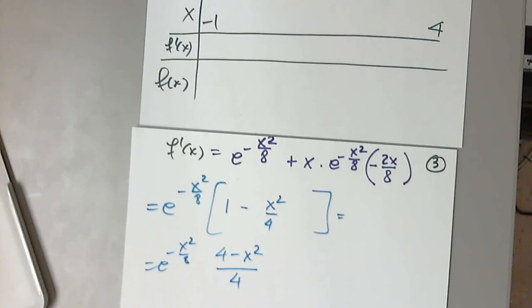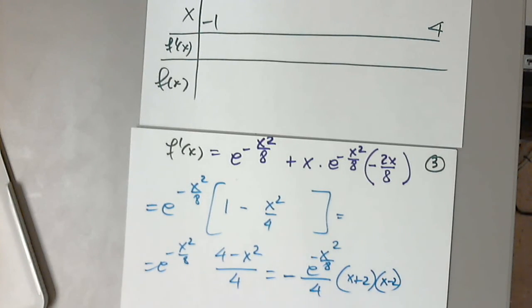Finding the least common denominator. And then pulling out a negative 1. E to the negative x squared over 8, over 4, and x plus 2, x minus 2.